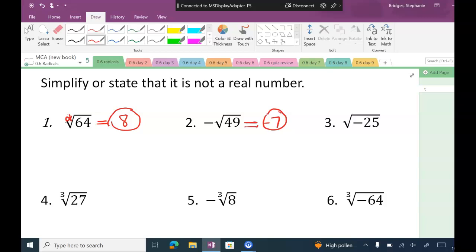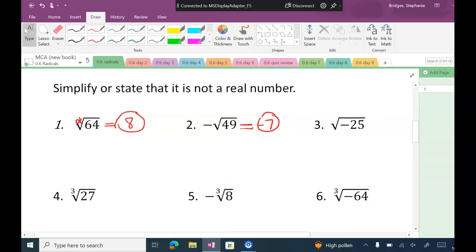Where's my negative sign on the next one? It's inside. Can we take the square root of a negative number? Can I multiply a number by itself and end up with a negative? No. So this is the case when the square root is under an even index. So a square root, a fourth root. When you have a negative under the symbol, we are not allowed to do that at this point. So this is the one that we're going to say is not real. So you can just put NR for not real. Yes, we can simplify that. But again, we haven't talked about the imaginary number yet, so we're not going to get into that just yet.